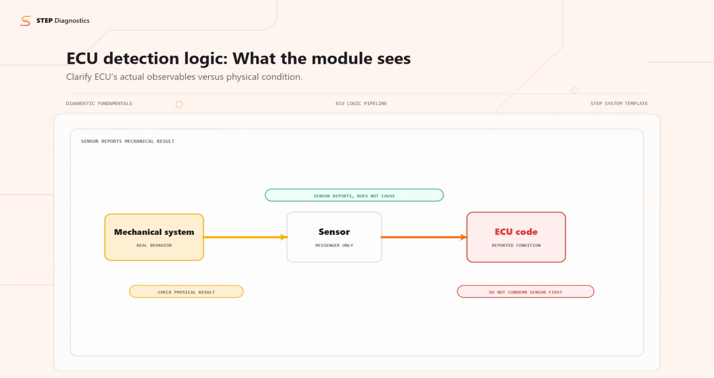The ECU evaluates inputs electrically, not physically. It sees voltages and signals, and compares values to its models. Mechanical changes, such as loss of compression or a jammed actuator, alter these inputs in ways that trigger codes, even if the sensor and wiring are healthy. Understanding the module's logic helps you interpret what it can and cannot directly diagnose.